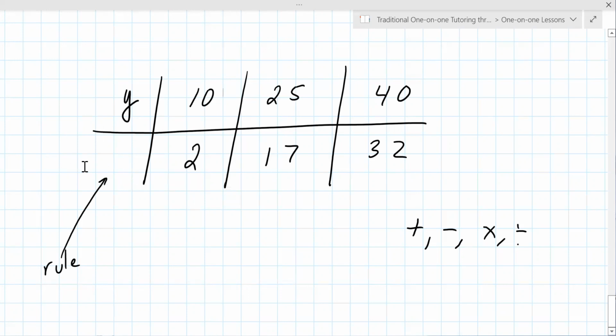So what would you write for your rule? Would you do -8? It's got to have a y in it. Oh, okay. Y minus 8. Yes.